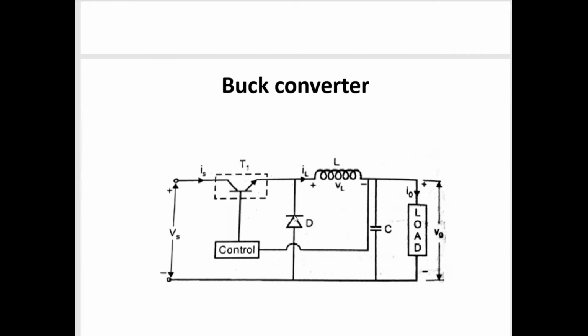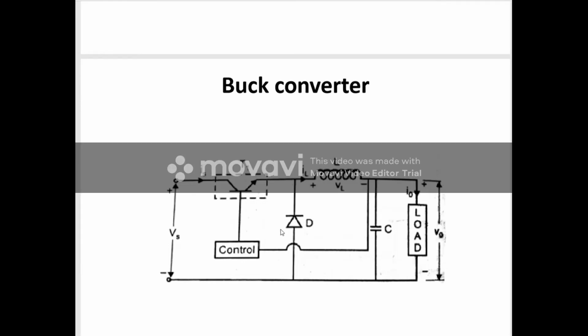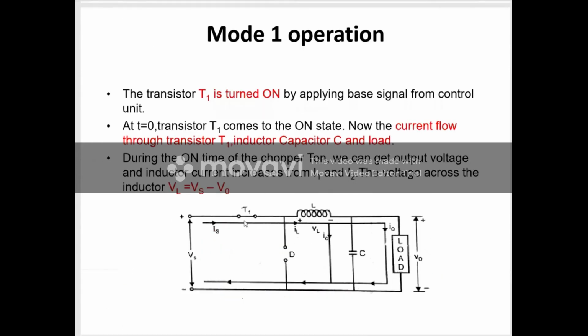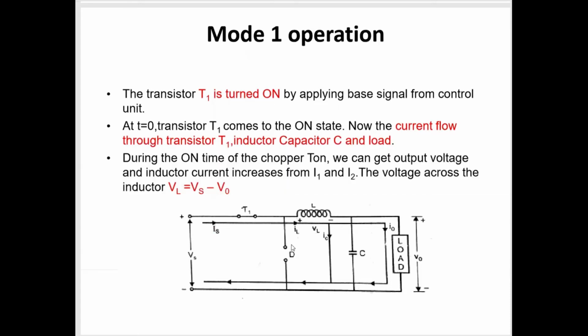Correct? So we apply positive voltage to the negative terminal, then what about the position of the diode? The diode gets reverse bias. So that's why in mode 1 operation, during this transistor on condition, this diode gets reverse bias. If the diode gets reverse bias, what is the meaning? The diode is working as an open circuit.